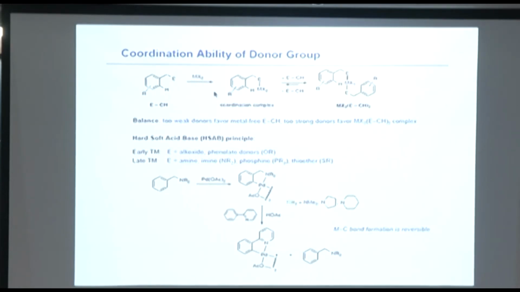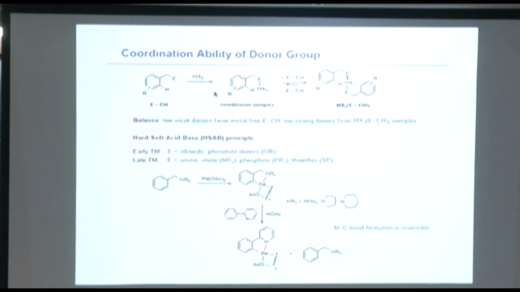And then the bonding plays a role. For example, if we start from an amine with palladium acetate, we get in an electrophilic activation this metallacycle. If we then add an imine, the imine can displace the amine, and we eventually get a transcyclization, and we get the CH activation of this bond here to form that compound. So this is in an equilibrium, and the equilibrium is driven by the softness of that nitrogen compared to the relative hardness of that amine.